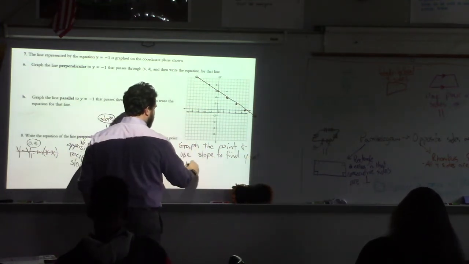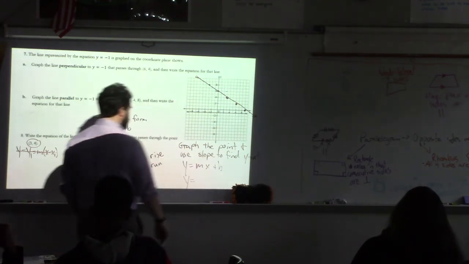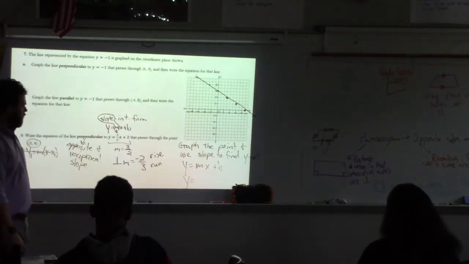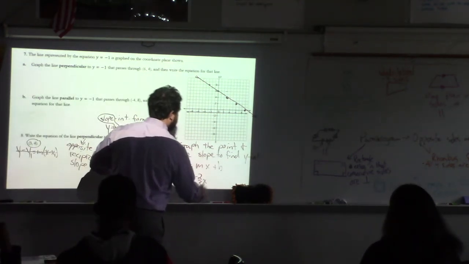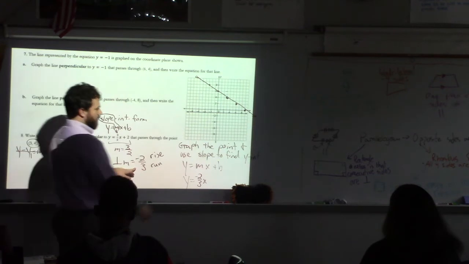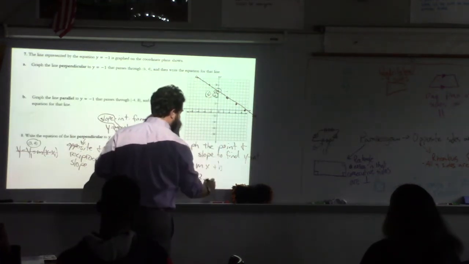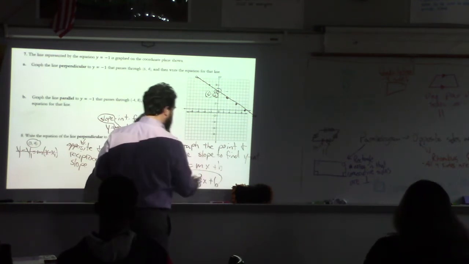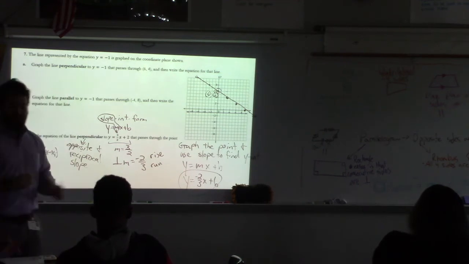And then y equals mx plus b. So what is my slope? So -2/3 x, plus, and then the y-intercept, plus six. Okay. That's what I would do.